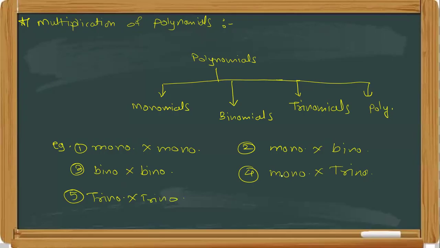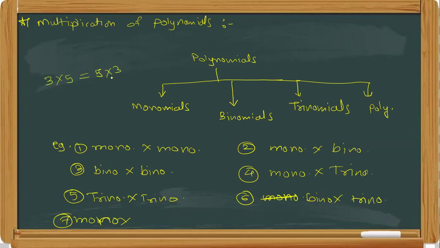What else is remaining? Monomial into polynomial. Then binomial into trinomial. Then trinomial into binomial or binomial into trinomial is the same now. It is like 3 into 5, the same as 5 into 3. So monomial into polynomial. Then binomial into polynomial.